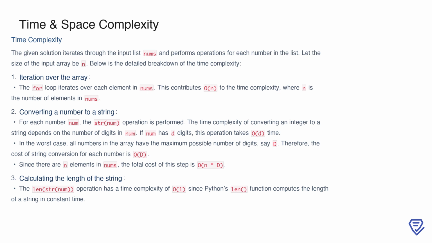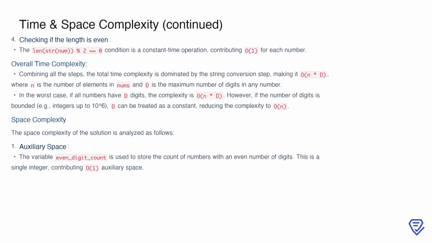Lastly, calculating the length of the string using len(str_number) is a constant time operation, O(1), since Python's len function is optimized for such tasks. Together, the dominant factor in the time complexity is the string conversion step, leading to an overall time complexity of O(n*d). To determine whether the length of the string representation of a number is even, the operation len(str_number) % 2 == 0 is performed. This check is a constant time operation, contributing O(1) to the time complexity for each number.